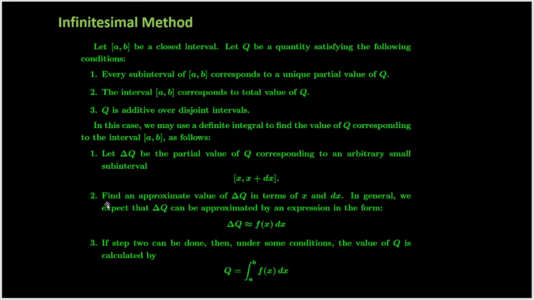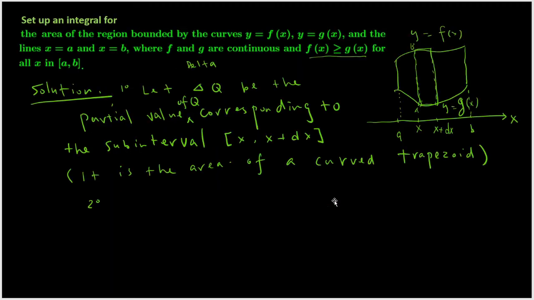In step 2, we are going to find the approximation of the partial value of Q in terms of a function of x and dx in that form. Again, now let's recall the notations. Delta Q is the partial value of Q corresponding to the interval from x to x plus dx, the tiny subinterval. This partial value, the area of the curved trapezoid, can be approximated using the area of the rectangle.